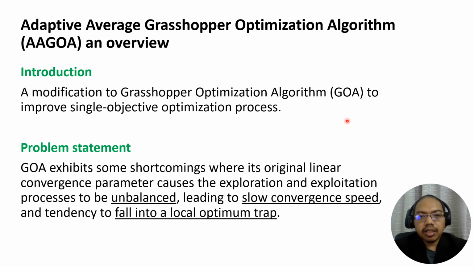Now, the reason why I'm proposing this improvement is because the basic GOA exhibits some shortcomings, especially in terms of the exploration and the exploitation process, where in this case, the exploration and exploitation is unbalanced, and also it leads to what we call slow convergence. And also it has a tendency to fall into a local optimum trap. So these three are the problem statements for the proposed AAGOA algorithm.